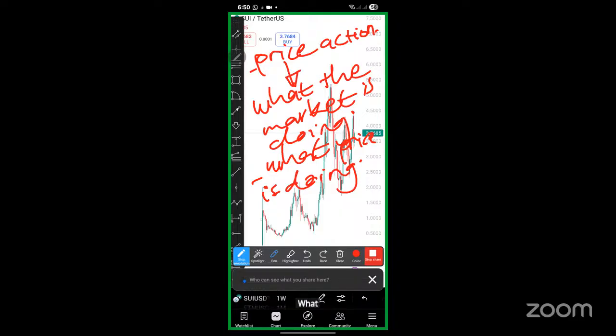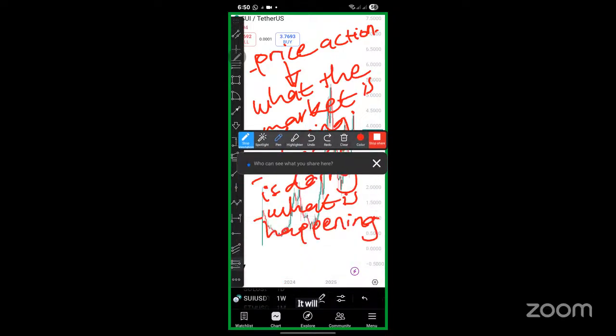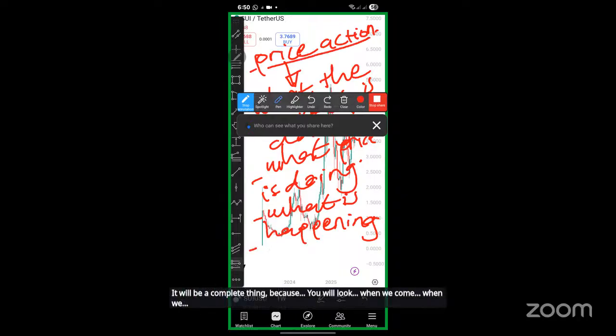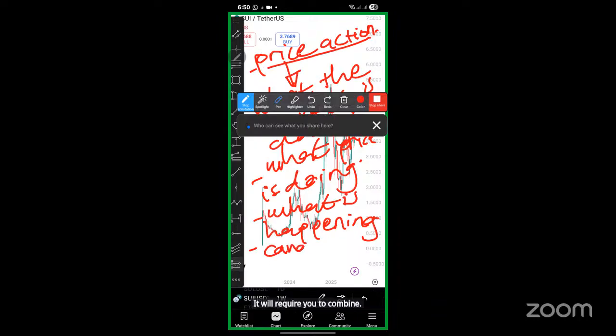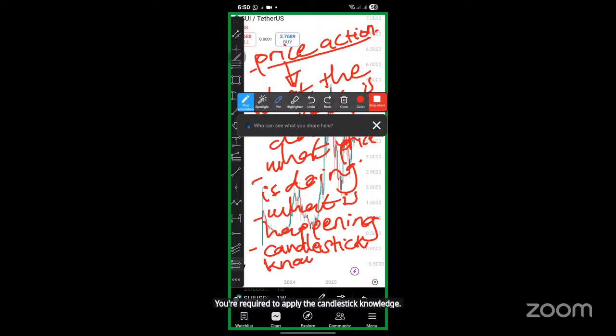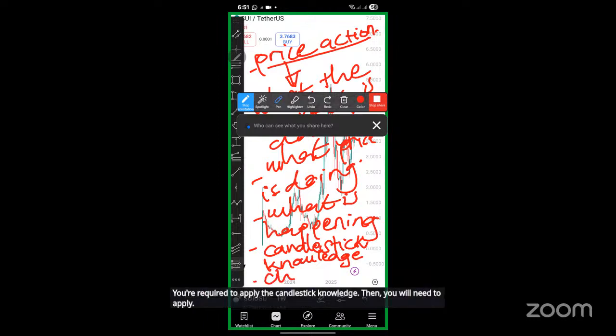What is happening to the price? Okay? What is happening to the price? Within price action, it will be a complexity, because when we talk about price action, it will require you to combine the candlestick knowledge that we learned earlier. You will require to apply the candlestick knowledge. Then you will need to apply the chart patterns.